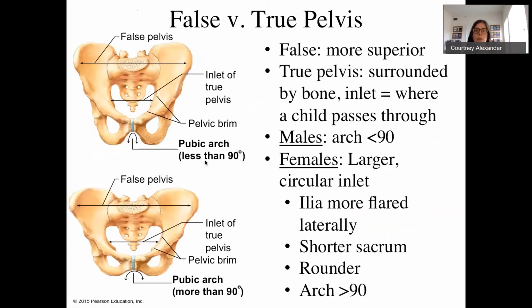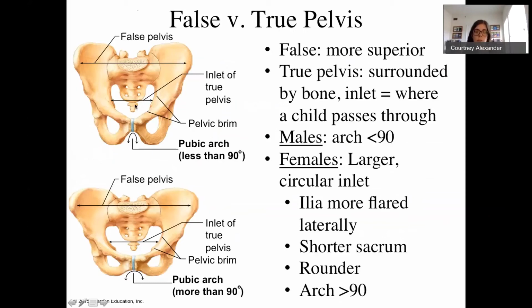Let's talk about the difference between male and female pelvises. A few terms to keep in mind. A false pelvis is the distance more superior between the wings, and the true pelvis is the part surrounded by bone, that inlet. This is where the child actually passes through. We also have a pubic arch, which is measured here.